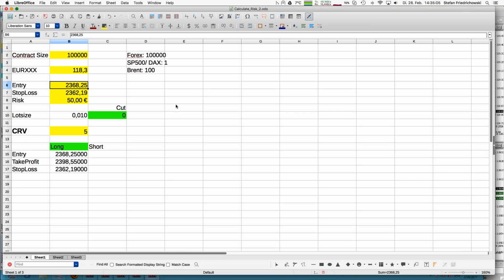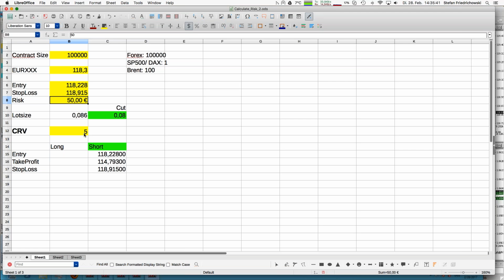So the entry is the low of our previous weekly candle, and that low was 118.228. And our stop loss of choice, once again, is a 33% value of the total range, and the stop loss has been calculated to 118.914. And now we have the lot size, which is 0.08 in this case.